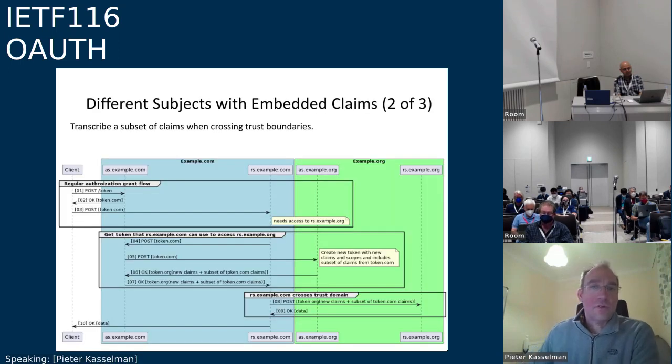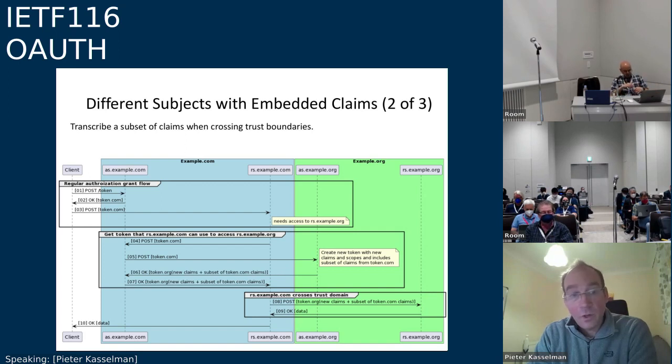Another variant of this is the idea of embedded claims, or different subjects with embedded claims. The idea here is really just that rather than embed the entire token, because that may be too much information. Also, I think we heard earlier the remark that if you just take an access token and embed it in another token, somebody could maybe still strip it out, so you have to do something to make that token inert. And token bloat was the other concern.